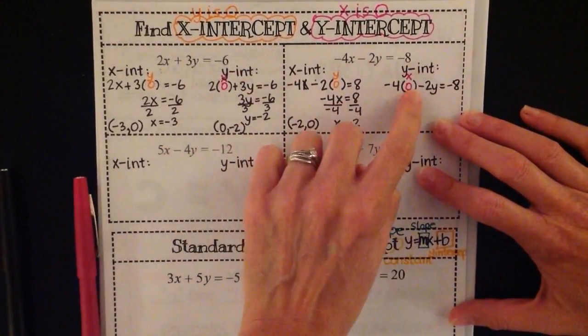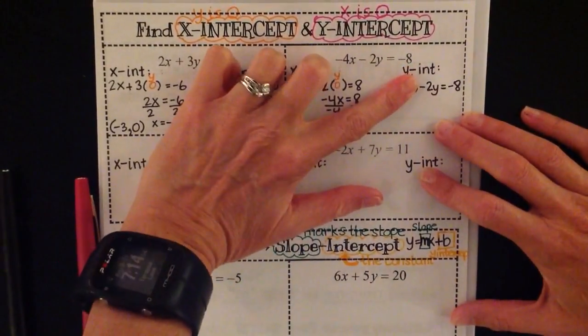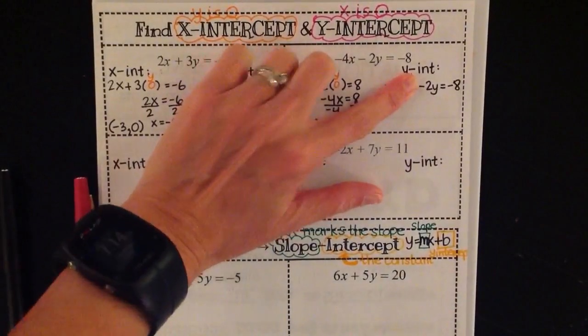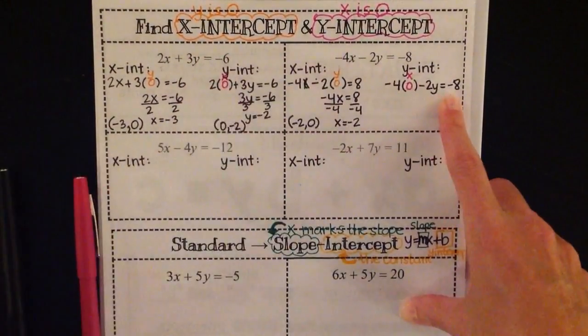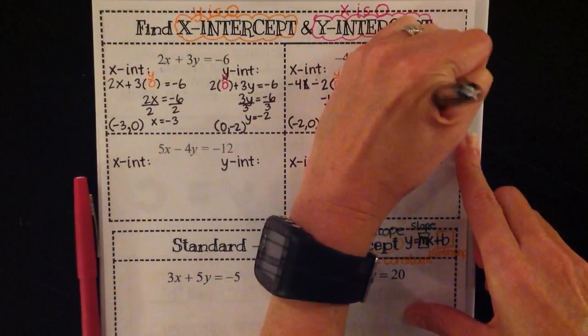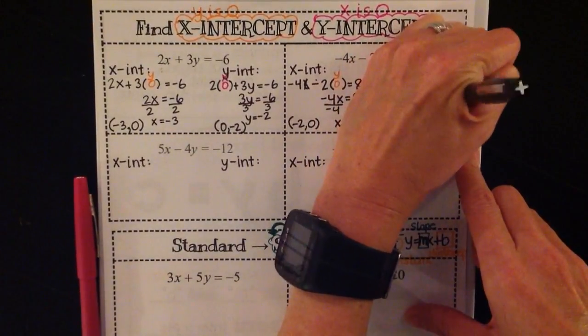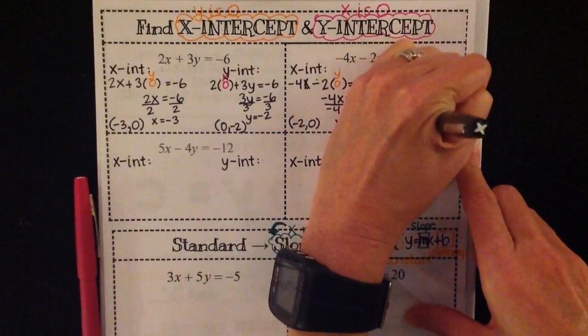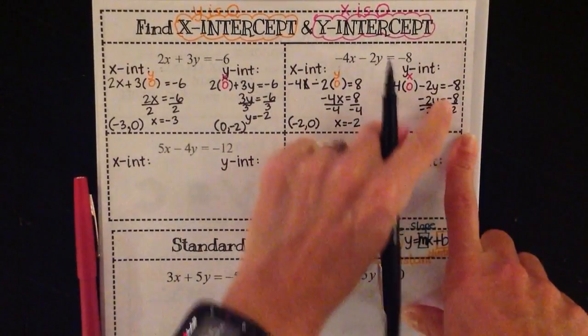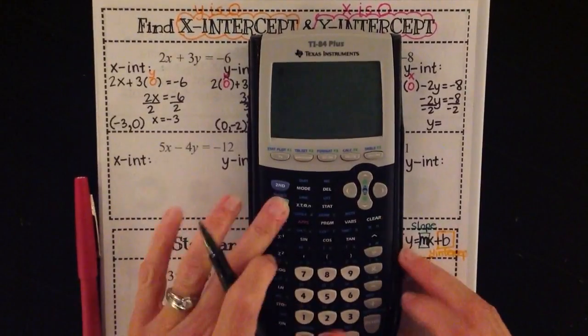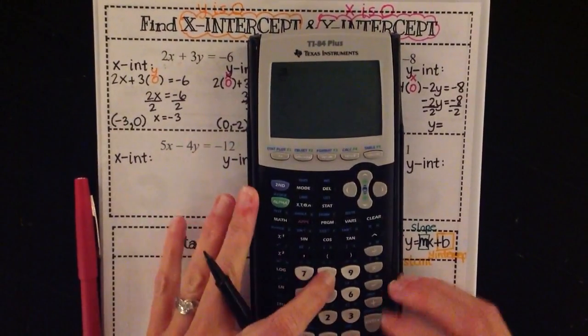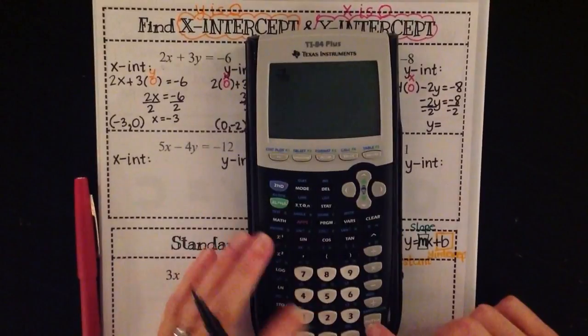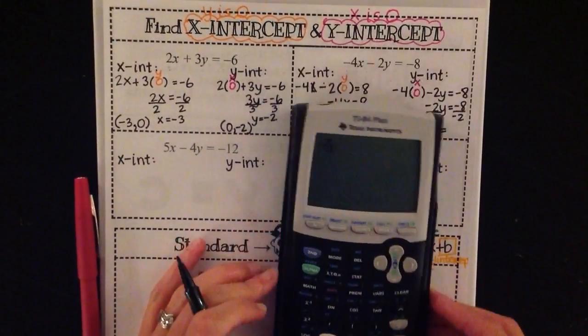All right, so I know that any number times 0 is going to be 0, so this term is going to cancel and disappear. And now I've got negative 2y is equal to negative 8. And I'm going to divide by negative 2. And now I'm going to have y is equal to, well, if I'm not sure about my division, especially since I'm using double fractions, I can type it in one of two ways. I can say negative 8 over negative 2. So I could type it in as a fraction.